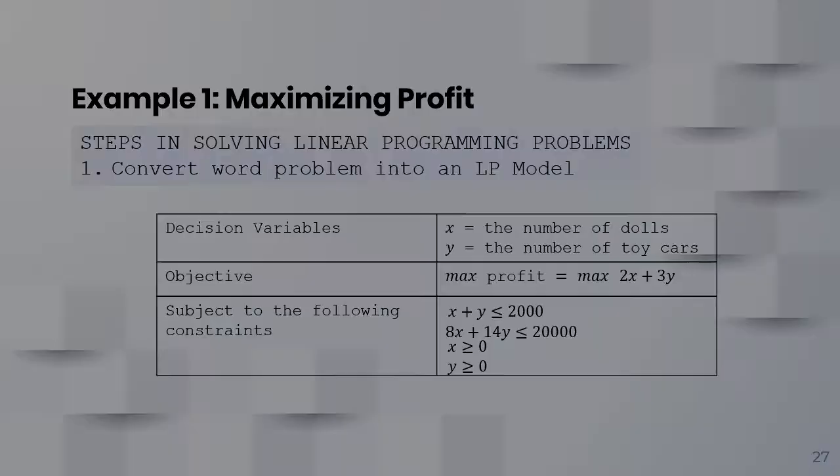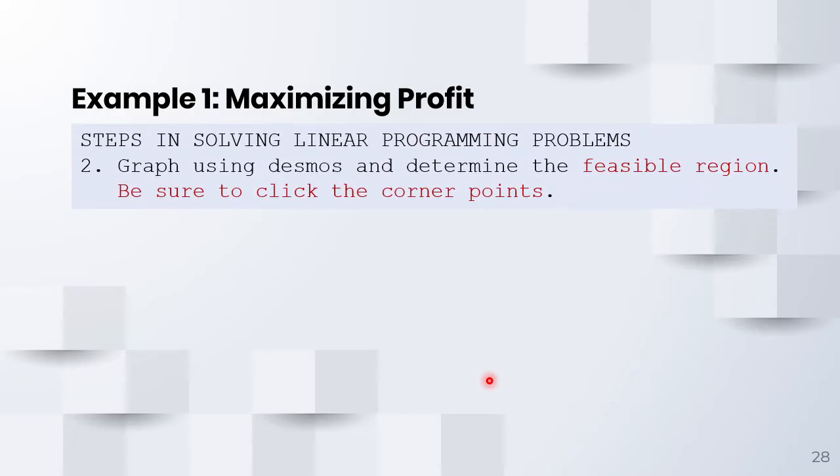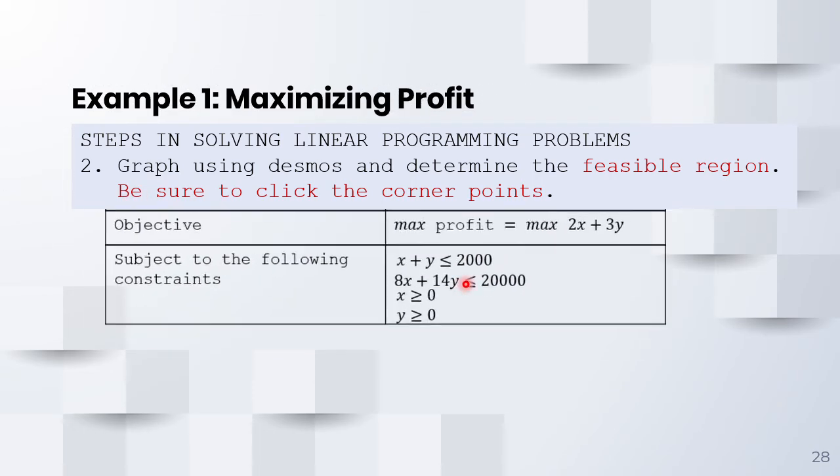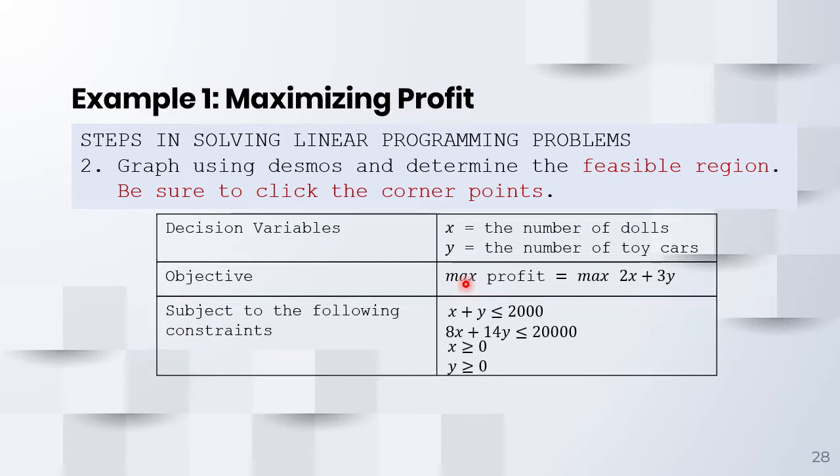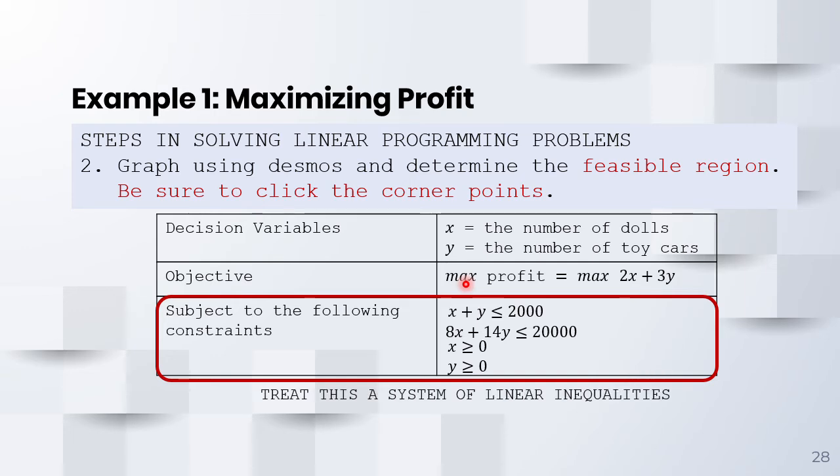Okay. For the second step, we will graph using Desmos and determine the feasible region. Now do not forget to click the corner points. So to do this, from our LP model, let's encircle the constraints. Okay. So for our constraints, we will treat this as a system of linear inequalities.